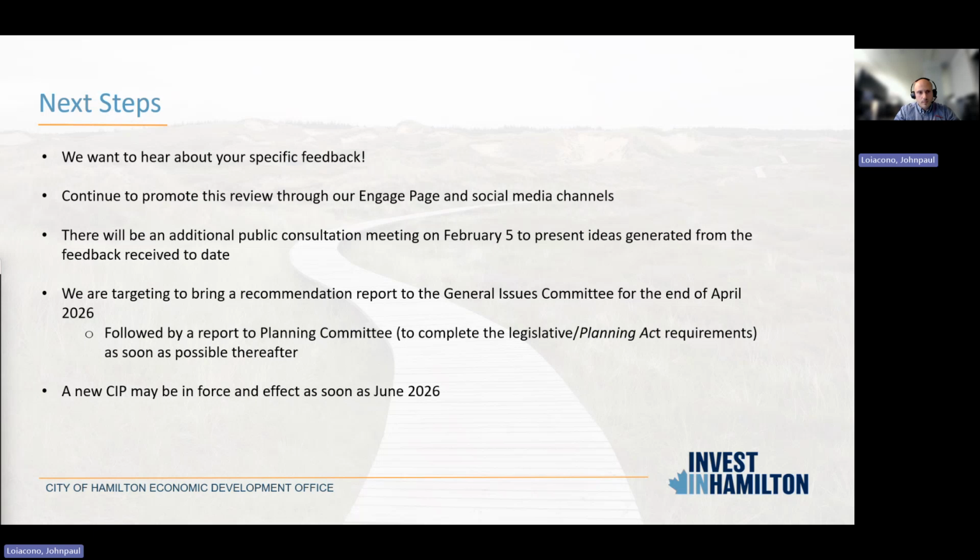And then in terms of timing for approval, the idea is to go before the committee by the end of April, and from there, hopefully, a new CIP is in force and effect, depending on how that goes with council and if they suggest any changes. As an example, this new CIP could be in force and effect as soon as June 2026.